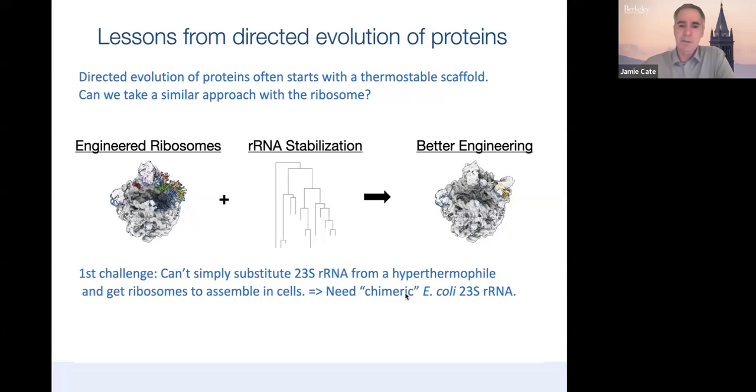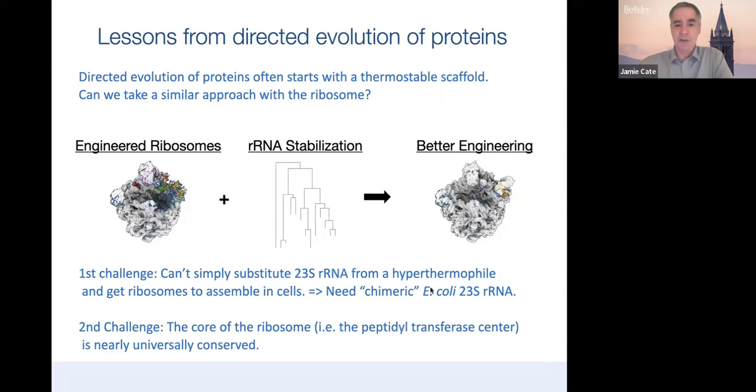We can't do that because the ribosome has 50 components and a very complicated assembly pathway. The hyperthermophilic RNA won't assemble with the rest of the components in E. coli. And so that's the first challenge. We need to basically work with the E. coli ribosome to make it more stable.